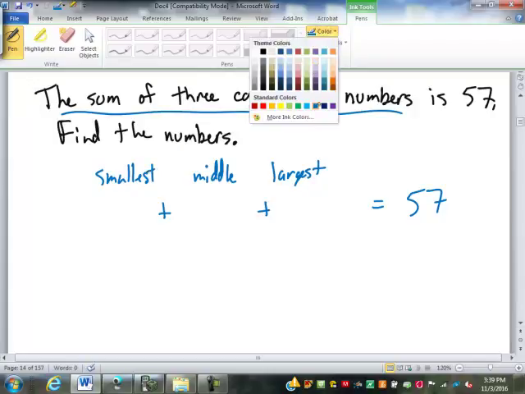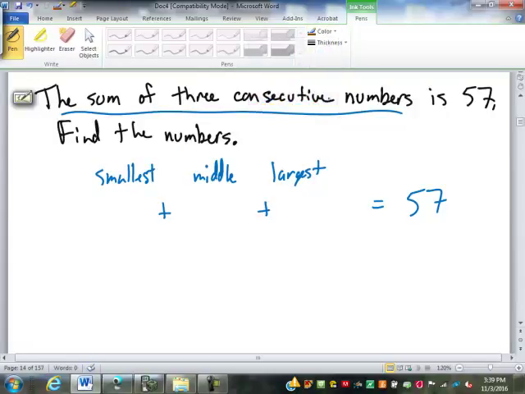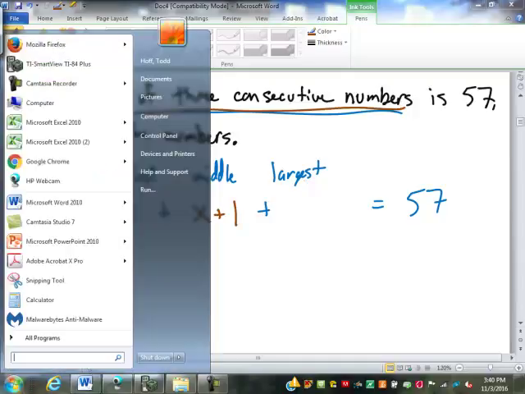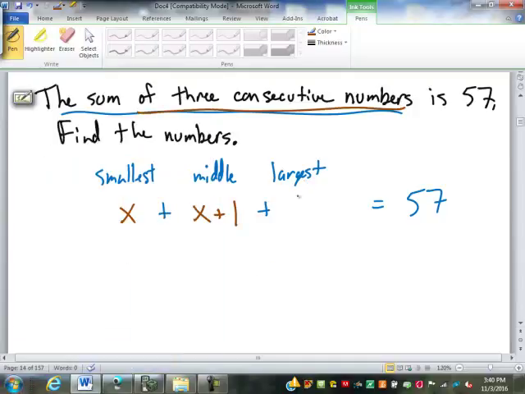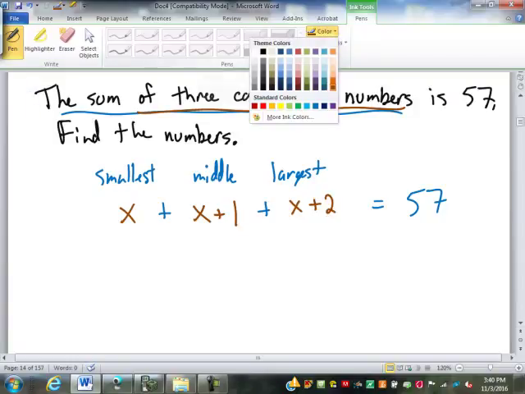So if I define one of them to be x, and it's generally easier to define the smaller one to be x, what would the middle number be? Well, consecutive means like 6, 7, 8, or 21, 22, 23. So x plus 1. There we go. We could make it y, but then we're dealing with systems of equations. It becomes a little bit more complex problem. What's the largest one going to be? Perfect. x plus 2. So it's 1 larger still.